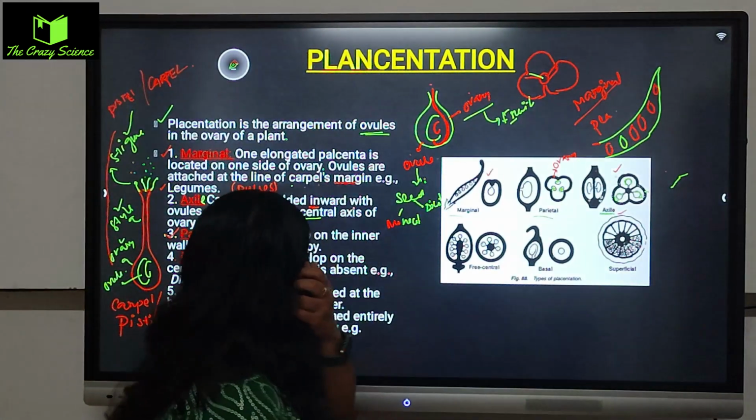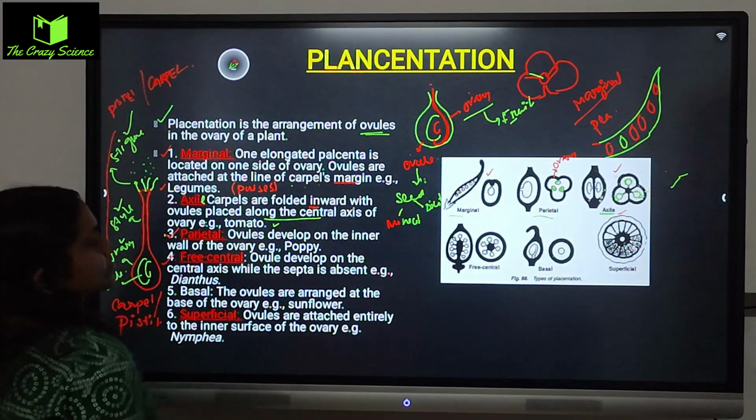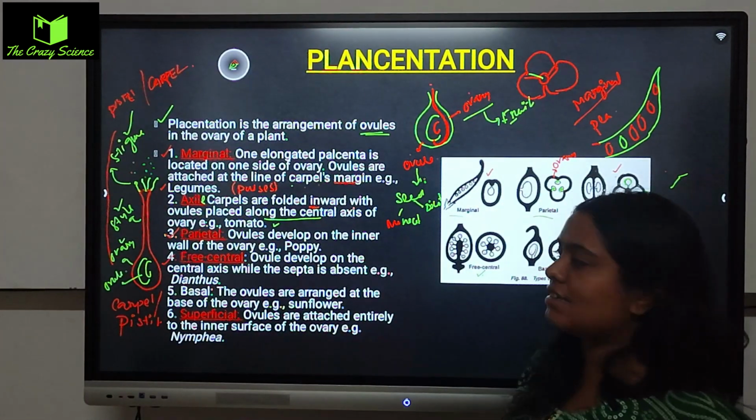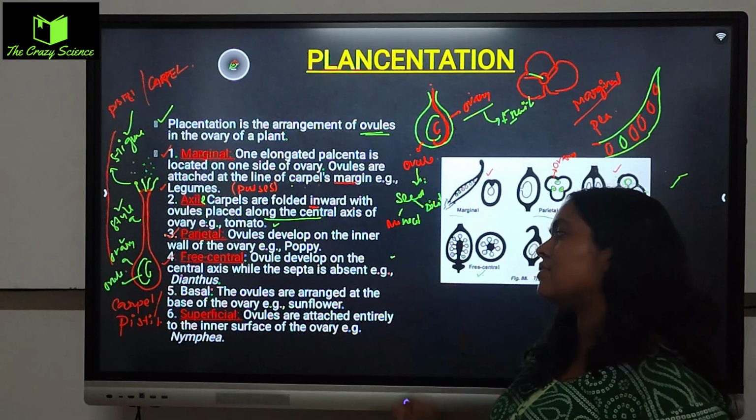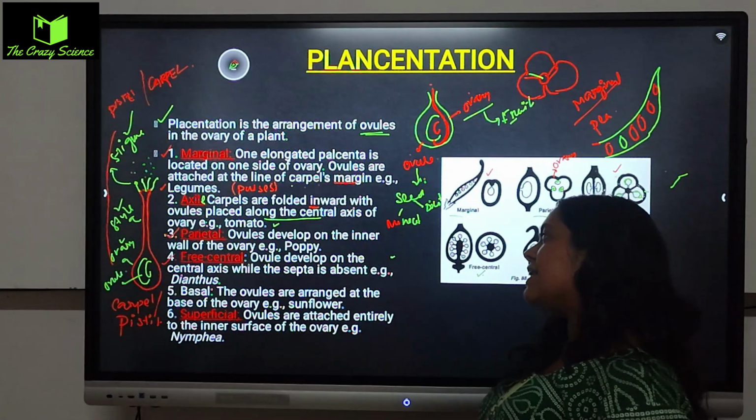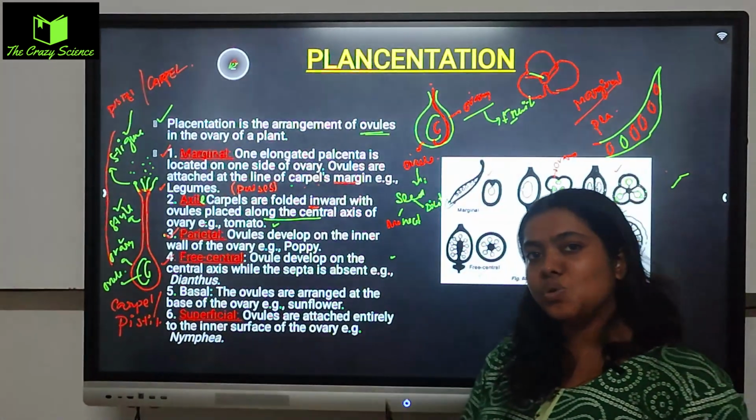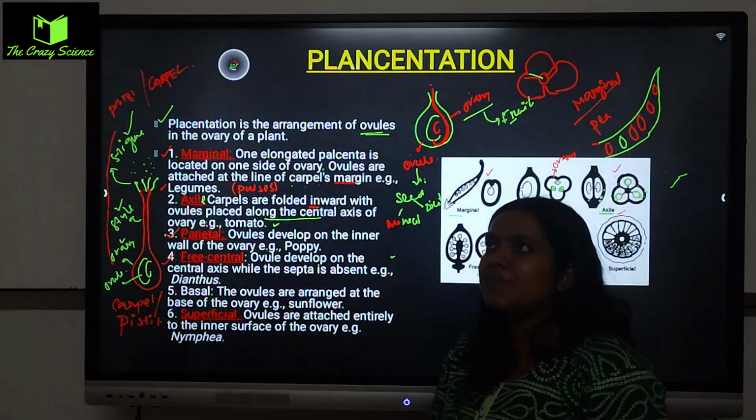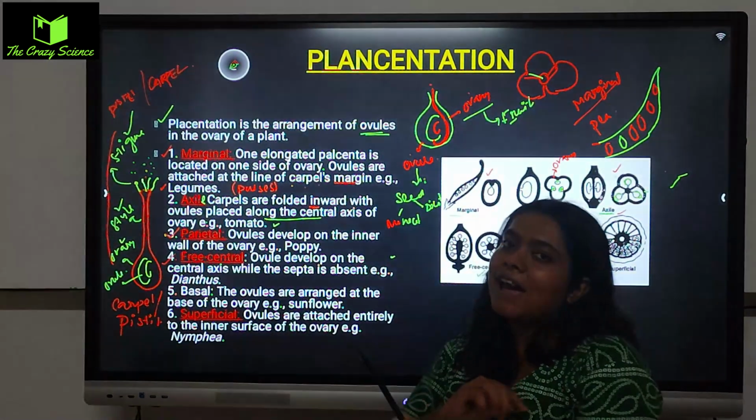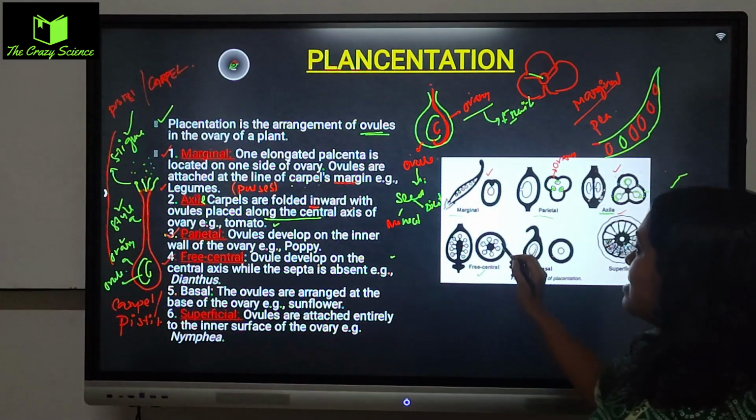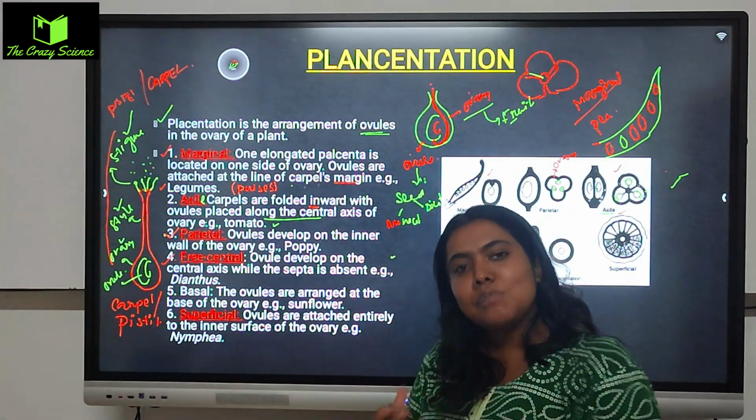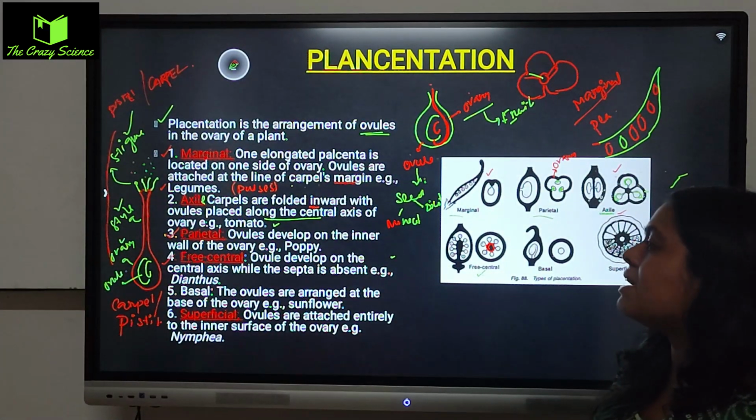Next, free central. This one is free central, and free central means ovules develop on the central axis while the septa is absent. Septa means there should be a division between two things, and here there is no division. You can see, in the middle there is a round structure connected with the ovules, and there is no partition between the ovary and ovules. This is called free central, meaning septa is absent.